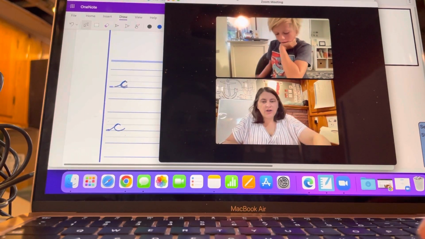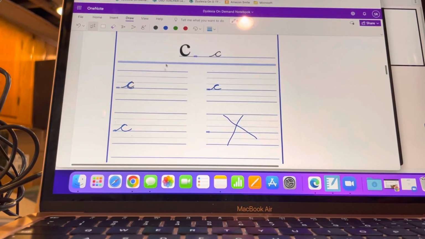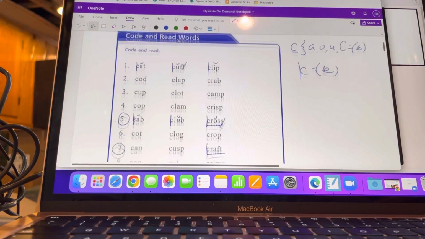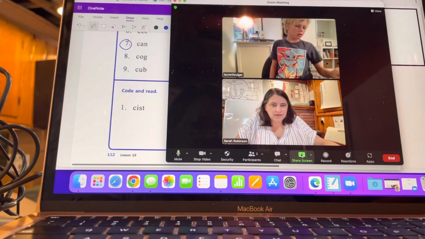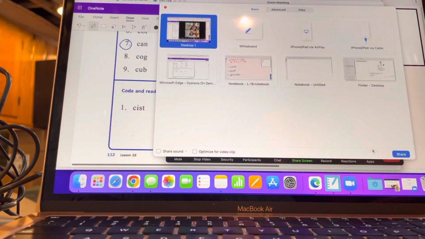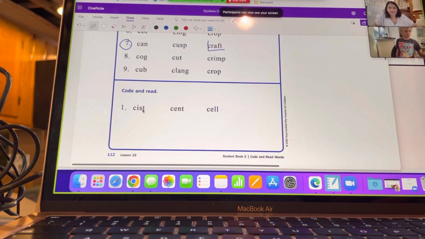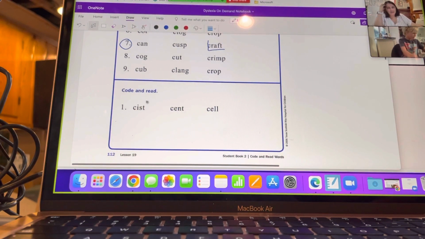Okay, so let's do our coding for this sound. There's your code and read words at the very bottom. We just have a few to practice. I forgot to share the screen. Excuse me. Let's have you on the same page as me. Okay, so again, a vowel in a closed syllable is short. Code it with a breve. A vowel in an open accented syllable is long. We'll code it with a macron. Looks like these words are all in closed syllables. All right, I'll do the first one and you can do the other two.